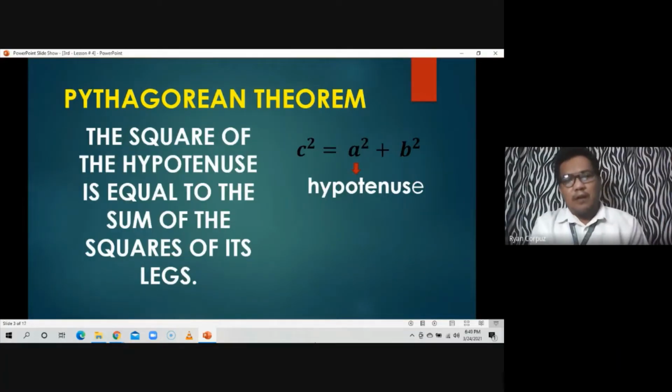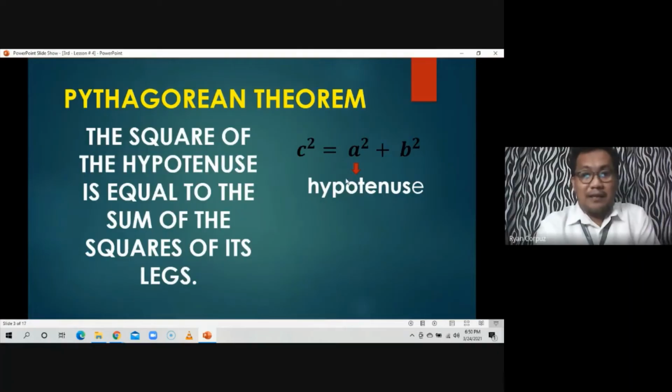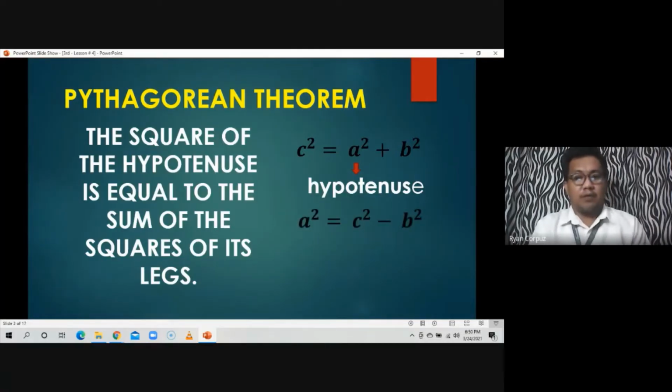And sir, what if the legs are what we are looking for? How are we going to do it? How are we going to find it? So by isolating this main formula on finding the hypotenuse, we can also come up with the formula for finding its legs. Let's say, for example, we are going to find for A on the figure kanina, that's also known as the shorter leg. If we're going to find out for A, we come up with the formula A squared is equal to C squared minus B squared.